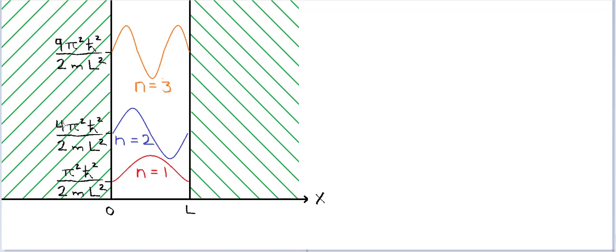Now, the interesting feature that I want to stress here is just by confining this particle to the box, we have guaranteed that it cannot have 0 energy. It has to have energy of at least pi squared h bar squared over 2ml squared. And it has quantized energy values such that it must have some integer squared multiple of this ground state energy.